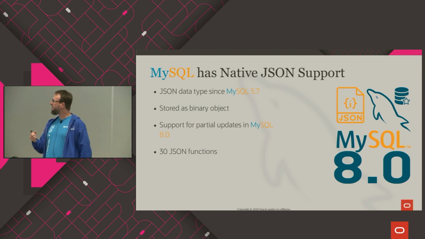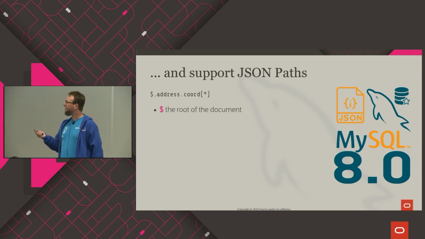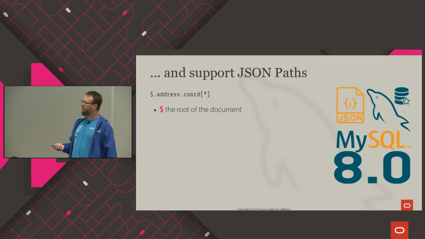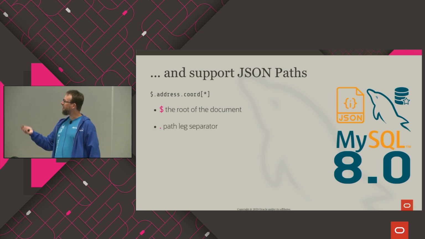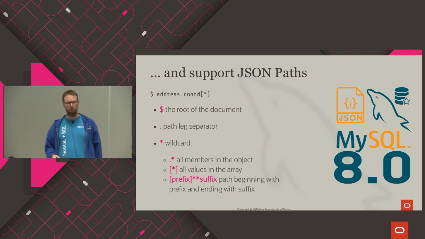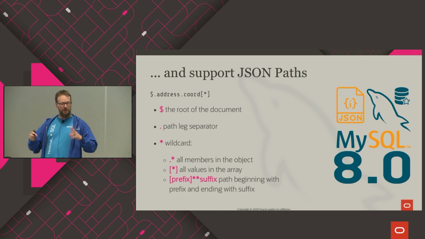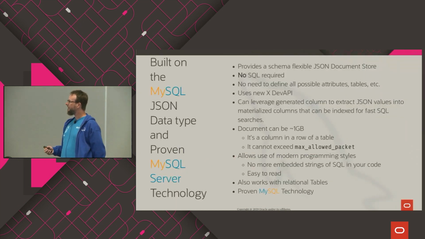And of course, as it is its own data type, we also support the JSON path. This is, for example, an example, right? The dollar is the root of the document, and then we can have the dot as the path leg separator. We support wildcards with all members, arrays, suffix, prefix, all that is supported in the JSON data type. So the whole solution is based on the JSON data type. The MySQL Document Store works with this JSON data type.